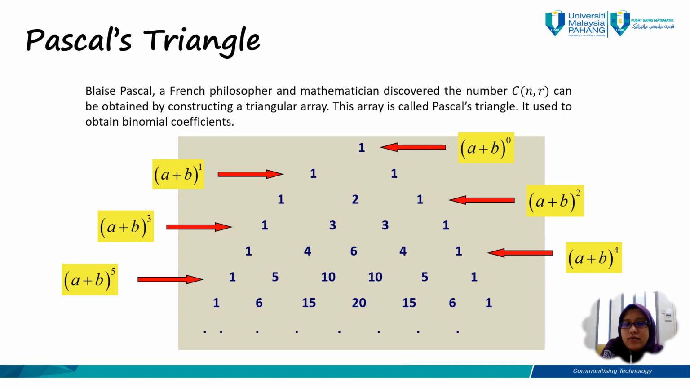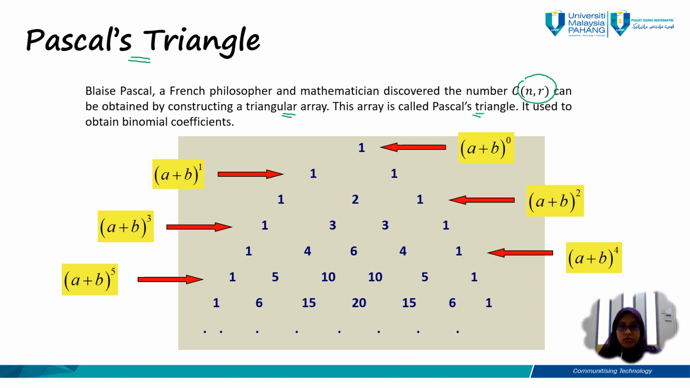Alright, we just discussed how to expand a binomial expression by using binomial expansion. Actually, we have another method that can be used to expand the binomial expression. We call it the Pascal Triangle. Blaise Pascal, a French philosopher and mathematician, discovered that the numbers nCr can be obtained by constructing a triangle array. This array is called Pascal Triangle.